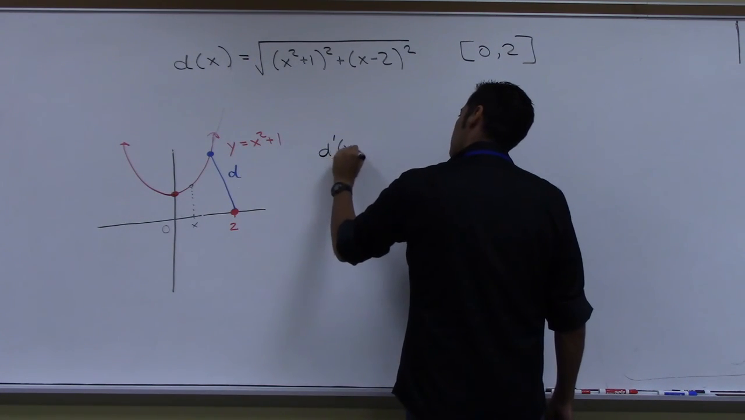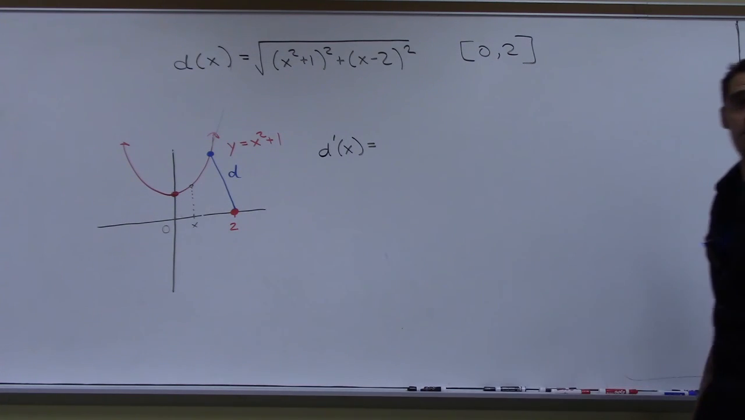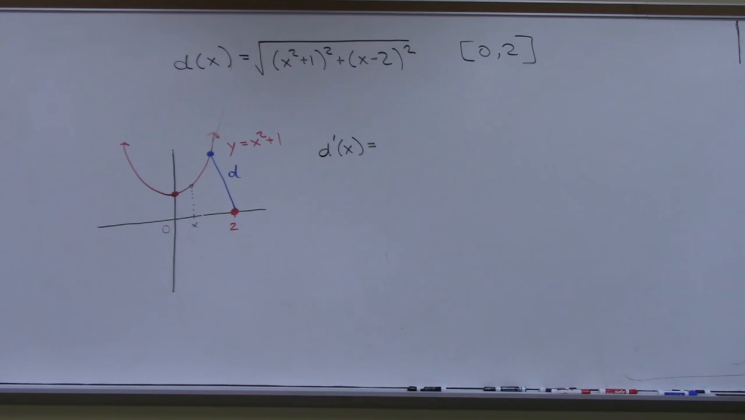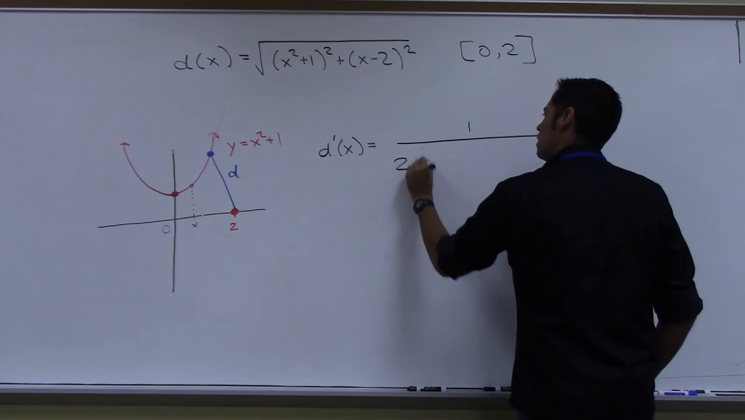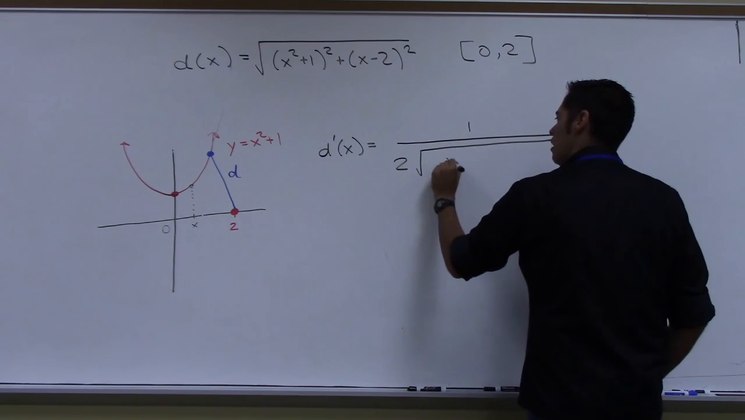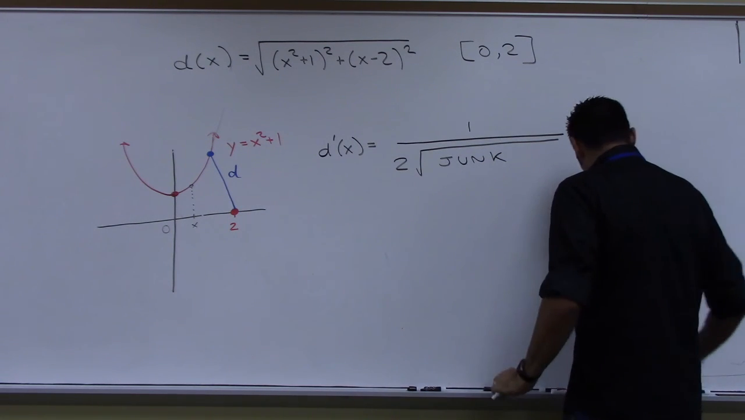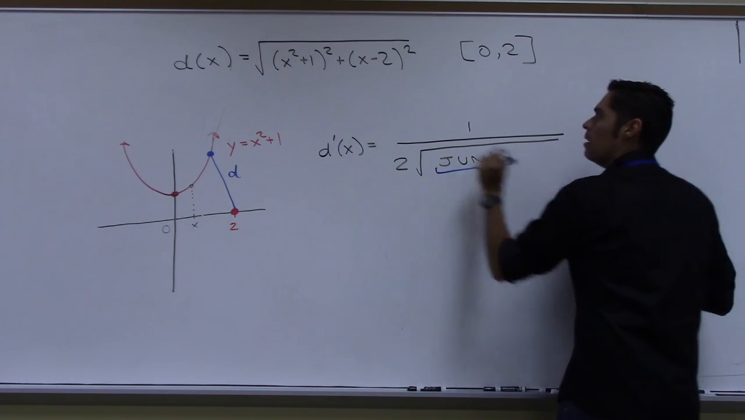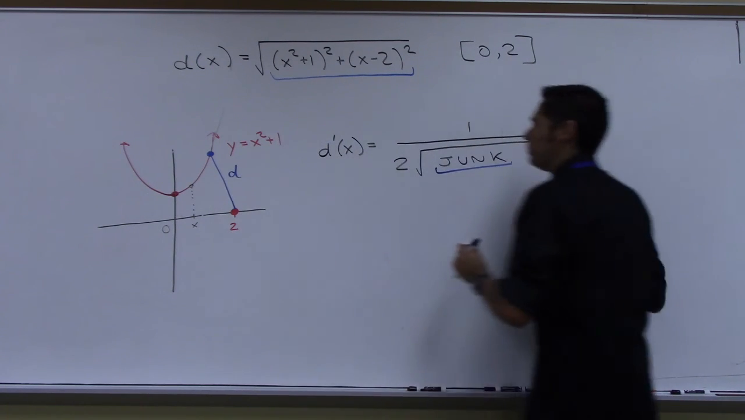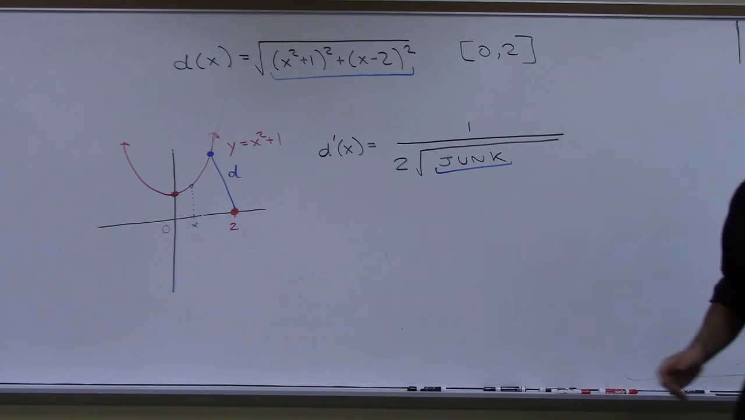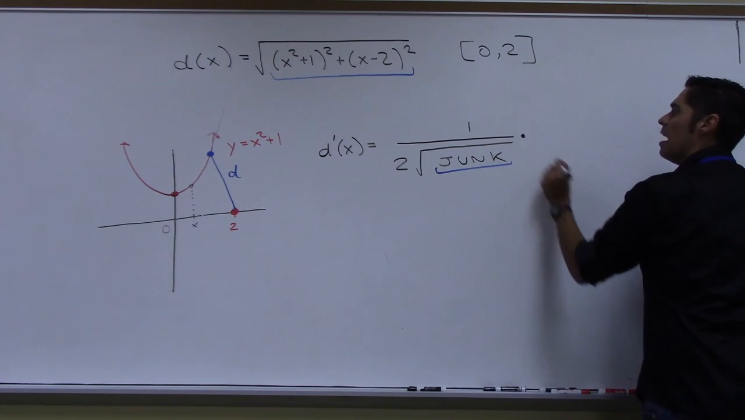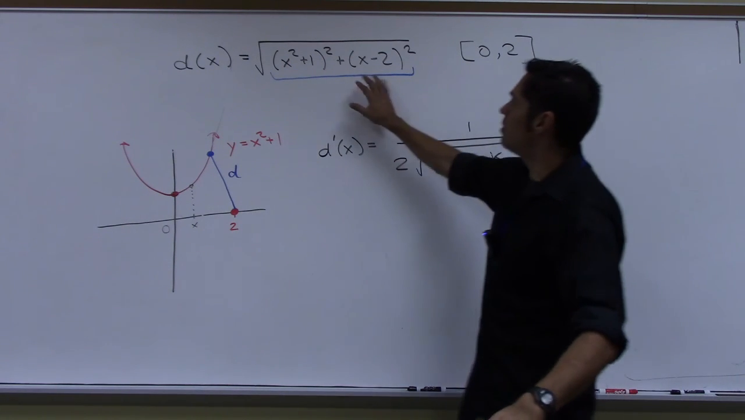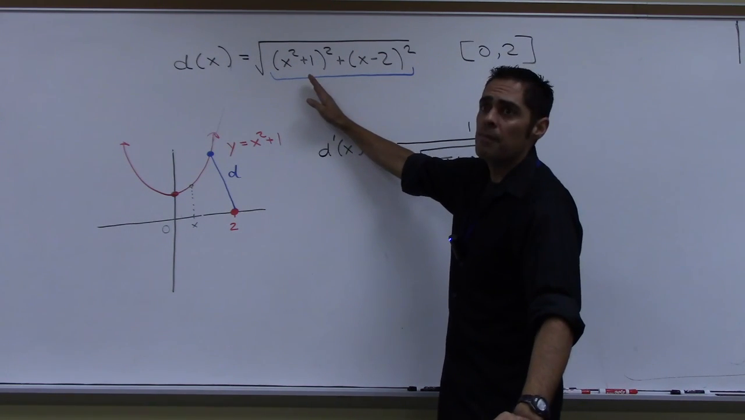D prime of x. So we have the chain rule here, don't we? A lot of it, too. What is the derivative of the square root of something? 1 over 2 root of all this junk in here, right? May I call it junk? And when I say junk, I'm referring to all of that as being the junk, right? All right. Then, chain rule, times the derivative of the inside. And so when I take the derivative of the inside, I have an addition. So I'm going to do this one, then I'm going to do plus, and then this one.